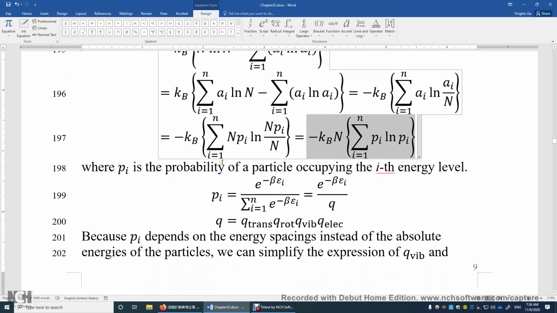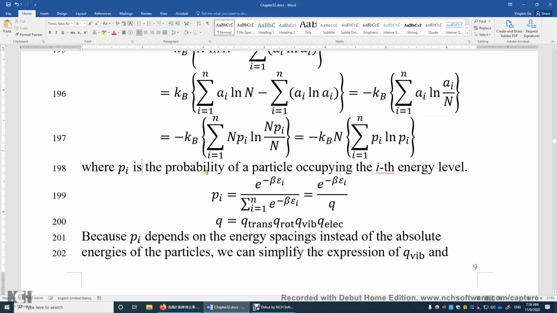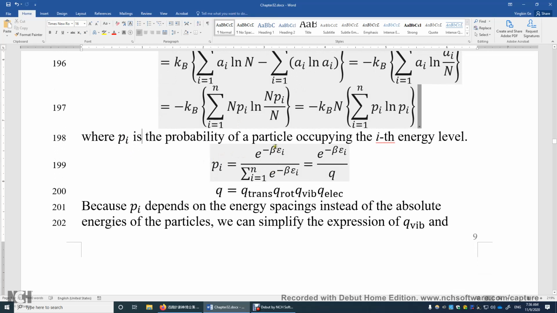So there's also a concept similar to the thermodynamic entropy in information theory. And their definition of entropy is just negative N times the sum of p_i times the logarithm of p_i. Again, P sub i is the probability of a particle occupying the ith energy level. The sum of p_i should be 1, and p_i is e to the power of negative beta epsilon_i over the sum of e to the power of negative beta epsilon_i. So this is the so-called Boltzmann distribution. The denominator is simply the partition function Q.